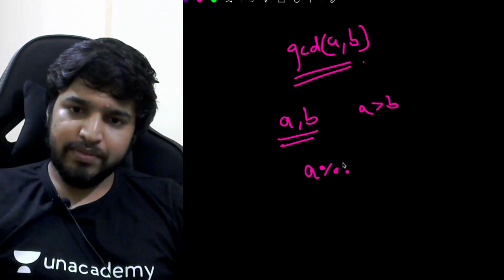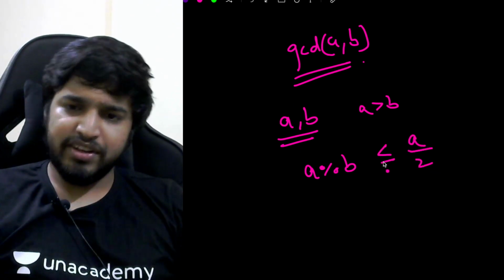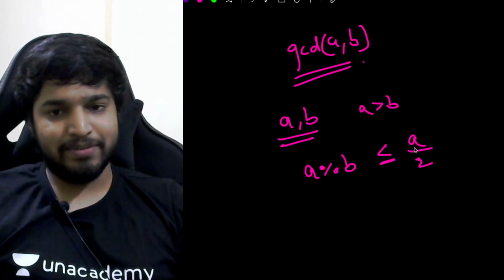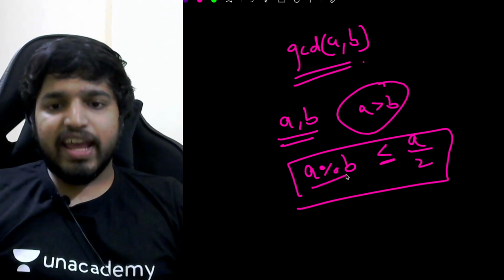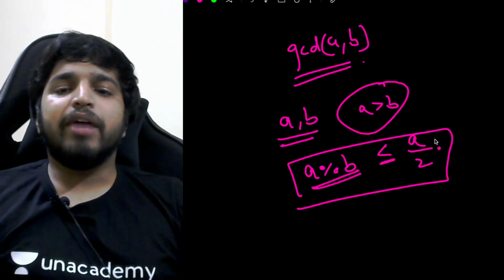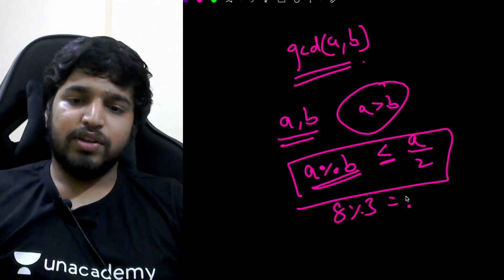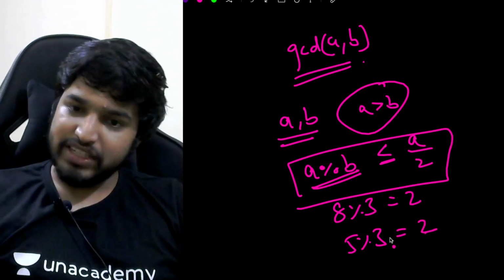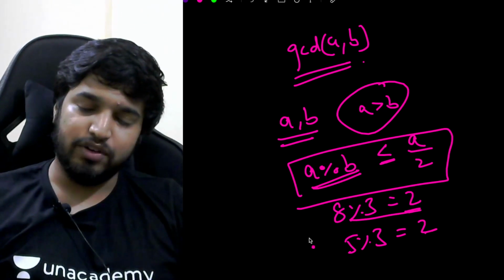A modulo B will be less than or equal to A by 2. I think you can remove the equality, but that's still irrelevant. If A is greater than B, A modulo B will be less than or equal to A by 2. For example, you take 8 modulo 3, you'll get 2. 5 modulo 3, you'll get 2, which is less than 2.5. 2 is also less than 8 by 2, which is 4. 2 is less than 4.